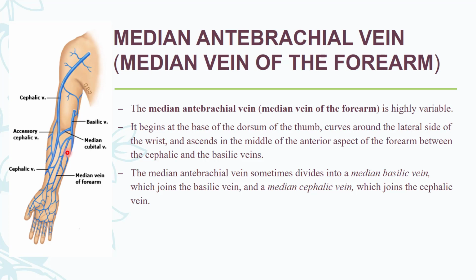It begins at the base of the dorsum of the hand. It will come over the dorsal surface of the thumb, and it curves around the lateral border of the wrist and ascends in the middle of the anterior aspect of the forearm between the cephalic and the basilic vein. The median antebrachial vein sometimes divides into the median basilic vein, which will communicate with the basilic vein, and the median cephalic vein also, which will communicate with the cephalic vein.